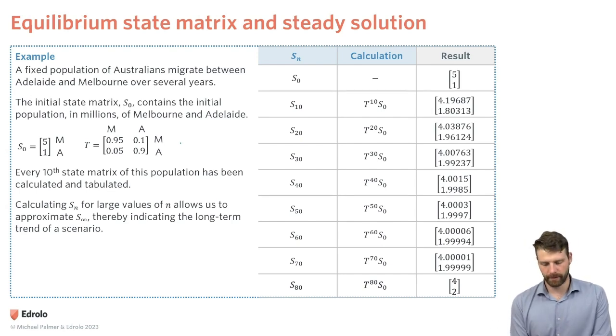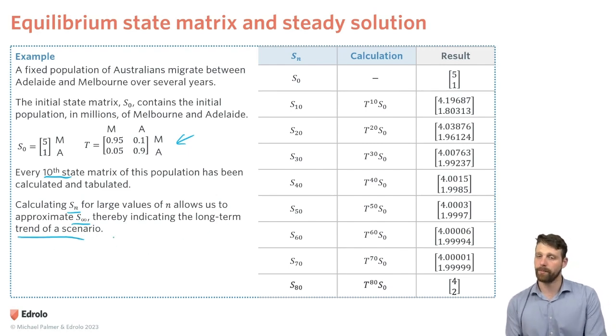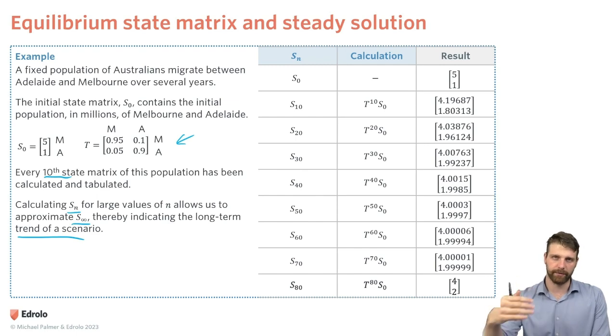So we've got this same idea about people migrating from Melbourne to Adelaide and from Adelaide to Melbourne. And what I've done is I've computed every 10th state matrix of this population. I've tabulated the results. So calculating Sn for large values of n allows us to approximate S infinity, thereby indicating the long-term trend of a scenario. In that last slide, I actually went and did it properly and found the limit of those matrices as we approach infinite calculations. But we're going to see that if we do 80, looking at 5 to 6 decimal places here, we're actually going to reach that point in 80 transitions.